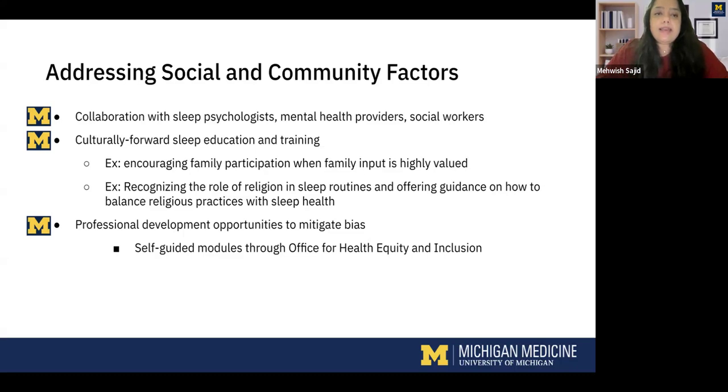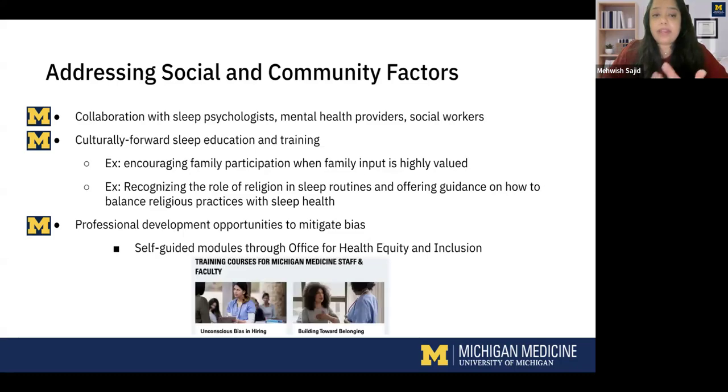And then in terms of professional development opportunities, the Office for Health Equity and Inclusion has self-guided modules to identify some biases that we might have. And these are some training courses that are provided through them, where we can look at biases even when we're hiring peers or colleagues, and then looking at building toward belonging when we're looking at our own biases, or what we believe might affect patient care as well. So those are opportunities that are out there within the U of M community.